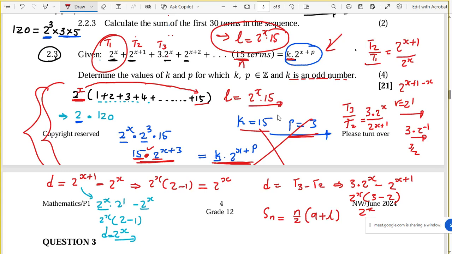Do you understand now? Yes. The last term is not 15, because remember, we had 2 to the x out as a common factor. So the last term is 2 to the x times 15.